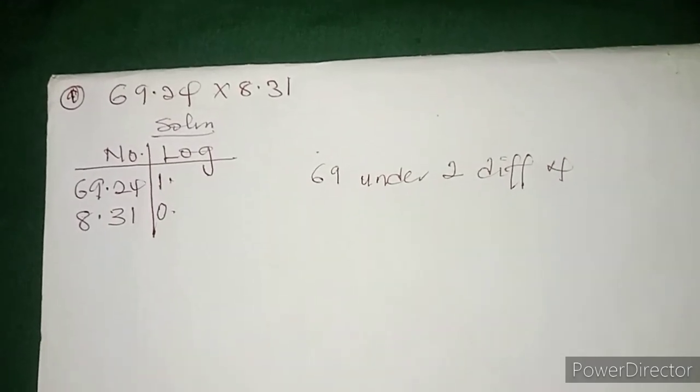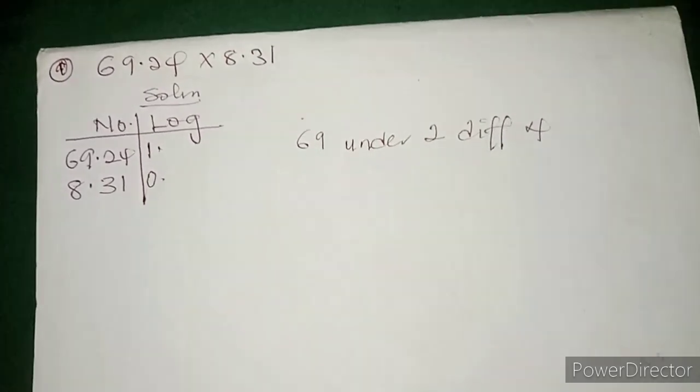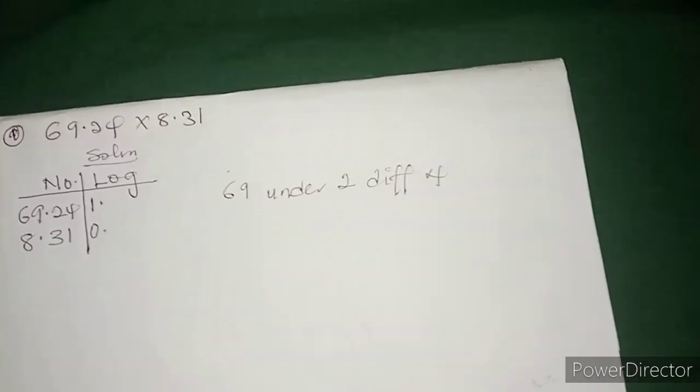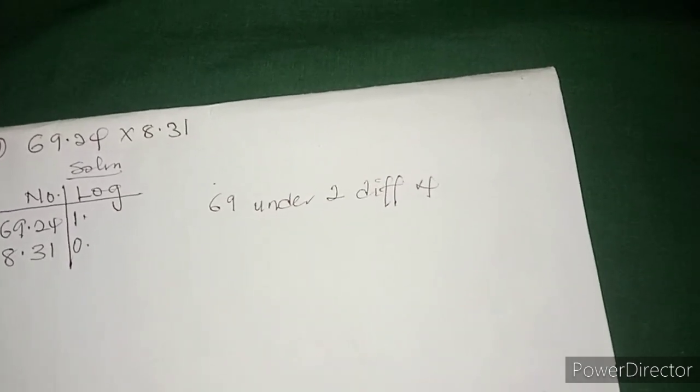So let's quickly look for the log of 69. What will be the log of 69 under 2? 69 under 2 difference 4 is 8403.